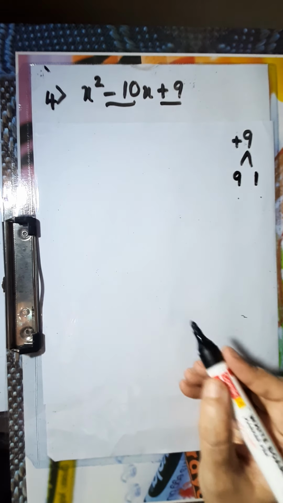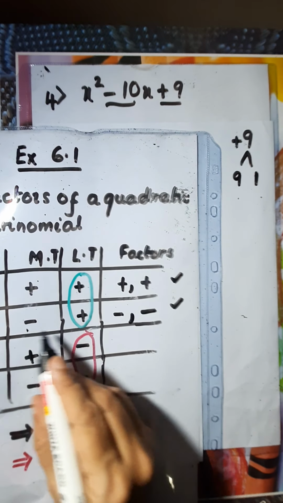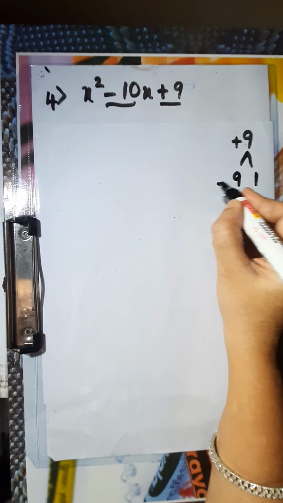9 plus 1 gives me 10. Now, I look at the sign. The sign is minus and plus. So, look at my table. Minus and plus, so my factor is minus and minus. So, both I will give minus. Minus 2. You have to learn that table.